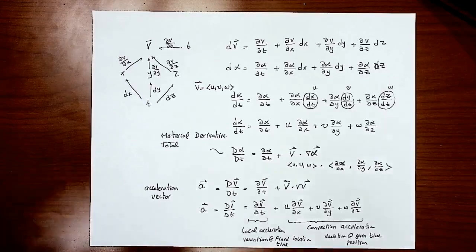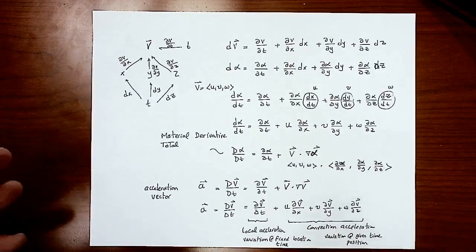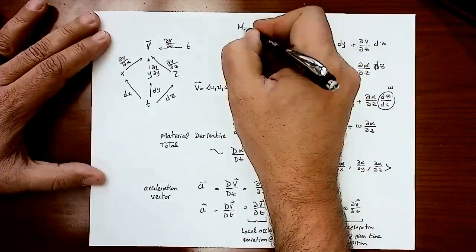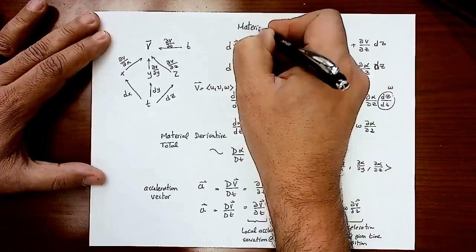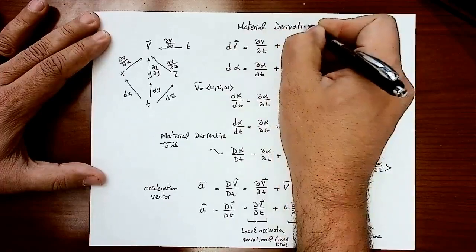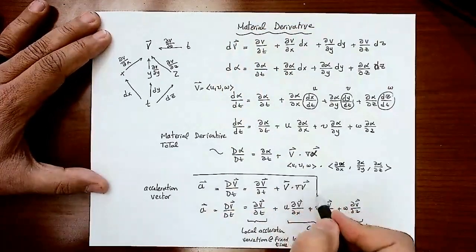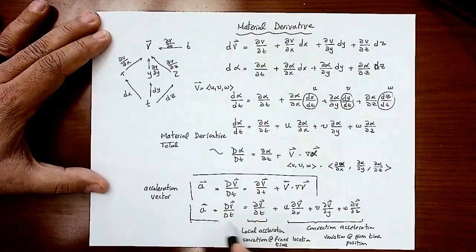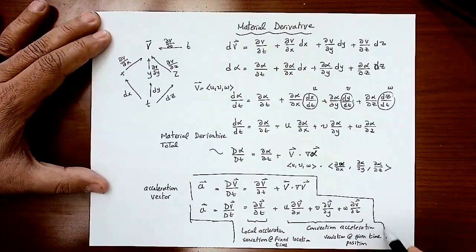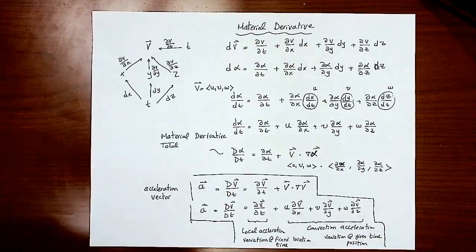Okay, so that's how we look at the total or material derivative. So I'm going to call that the material derivative, and we use that material derivative to derive an equation. This is a very important equation for the breakdown of the acceleration of a fluid flow. So this is a key equation that we're going to need when we look at the conservation equations.